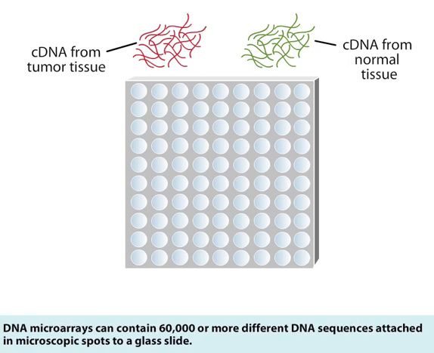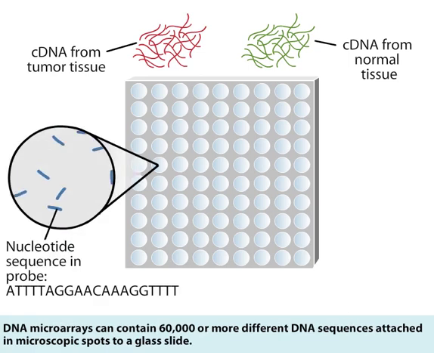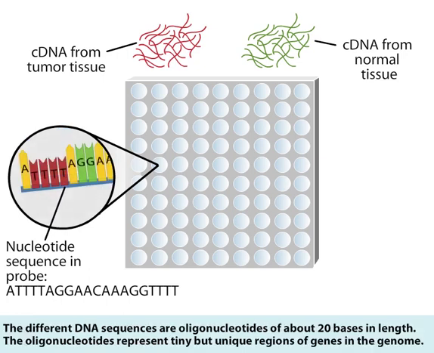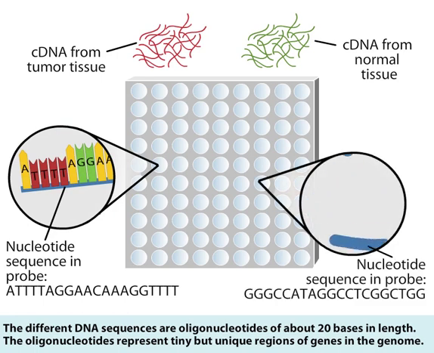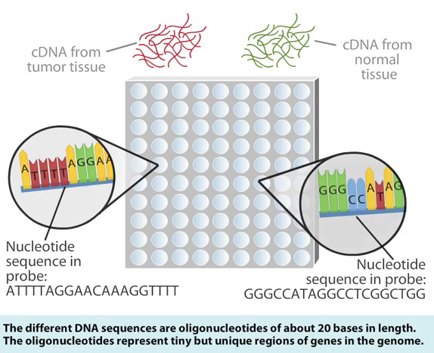DNA microarrays can contain 60,000 or more different DNA sequences attached in microscopic spots to a glass slide. The different DNA sequences are oligonucleotides of about 20 bases in length. The oligonucleotides represent tiny but unique regions of genes in the genome.